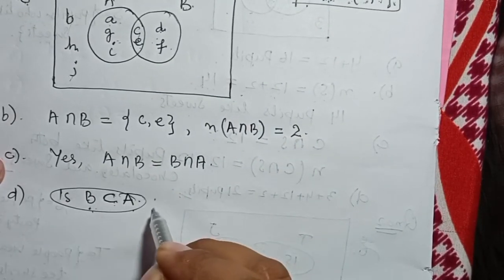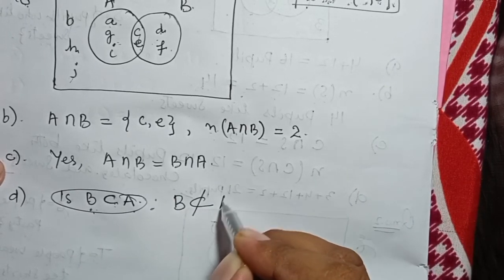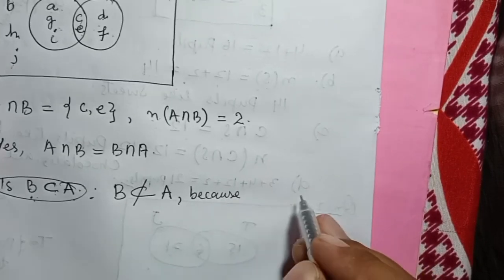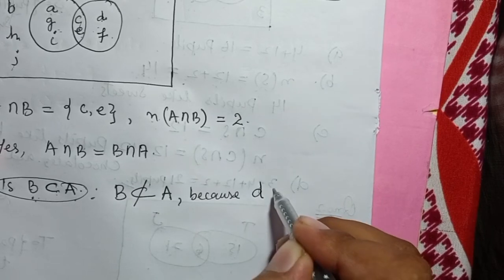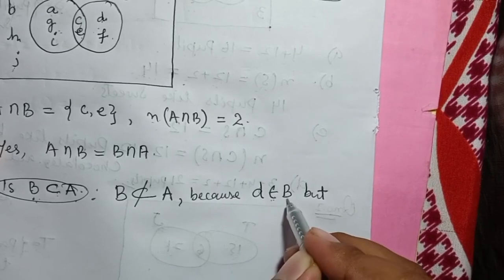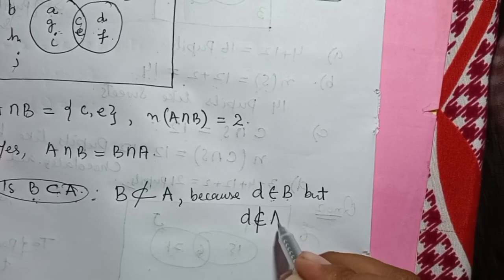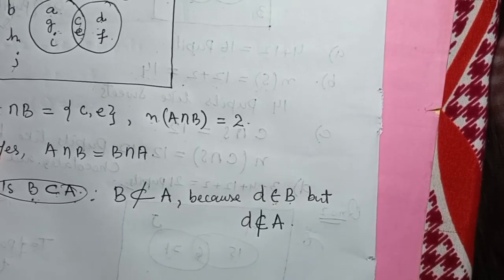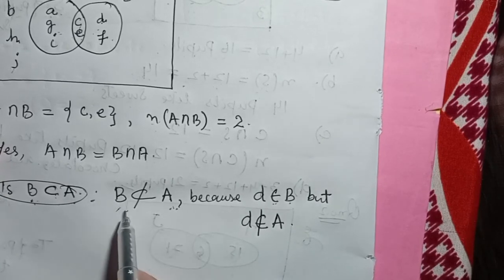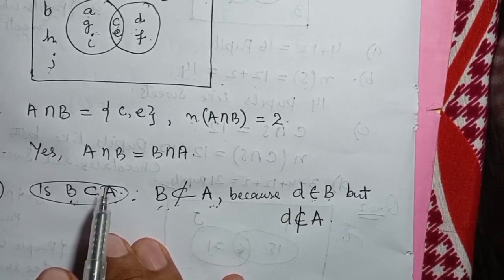So for this we will write the answer: B is not a subset of A. Why? Because D belongs to B, but D does not belong to A. That means there is an element which is present in B but is not present in A. So we can say B is not a subset of A. This was the D part.